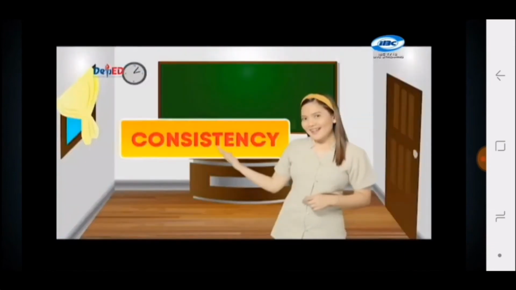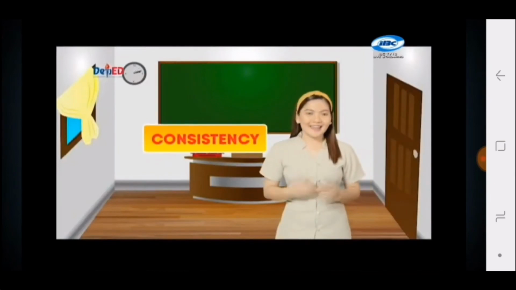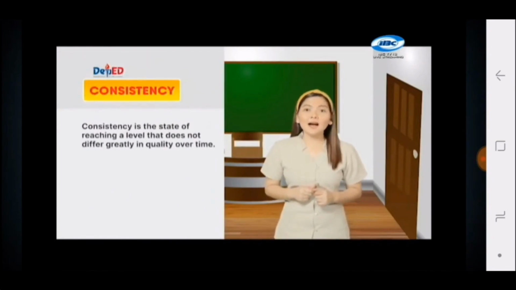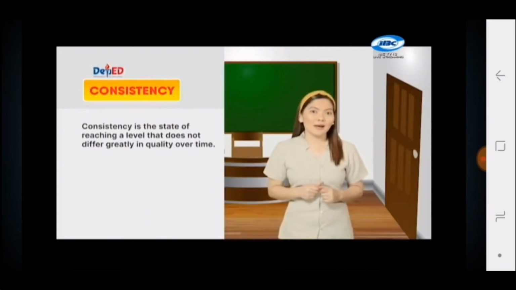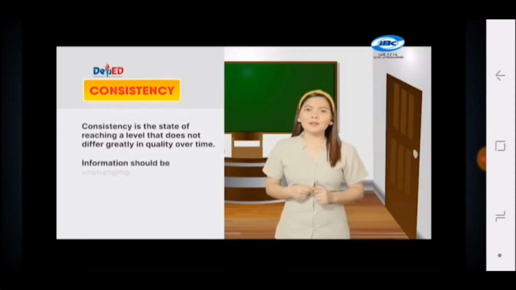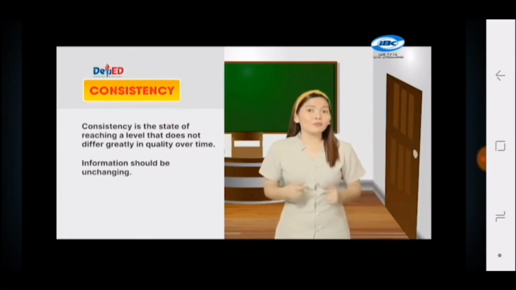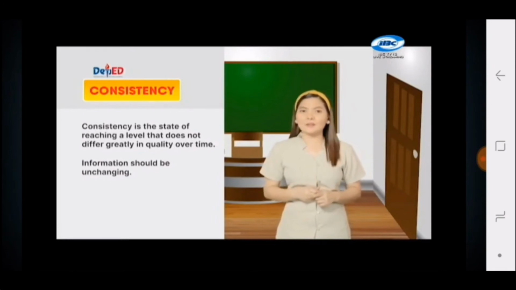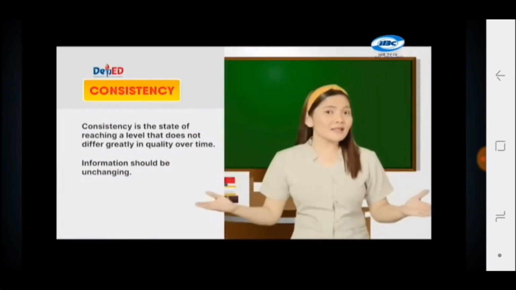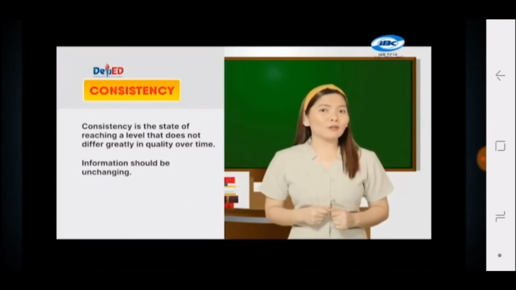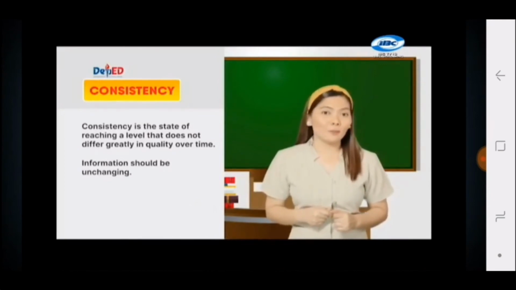Fourth is consistency. As defined, consistency refers to the state of reaching a level that does not differ greatly in quality over time. In other words, information should be unchanging for it to be considered useful. This means that there is similarity between perceived information, such as the format, use of terms, acronyms, and abbreviations. Consistency provides comprehension, making it easier for readers to understand where to find and how to interpret difficult information.